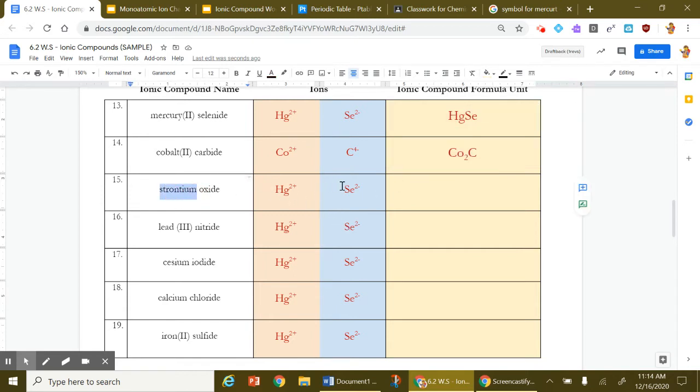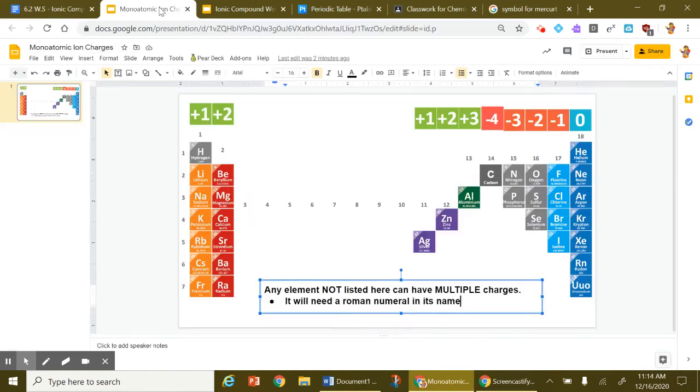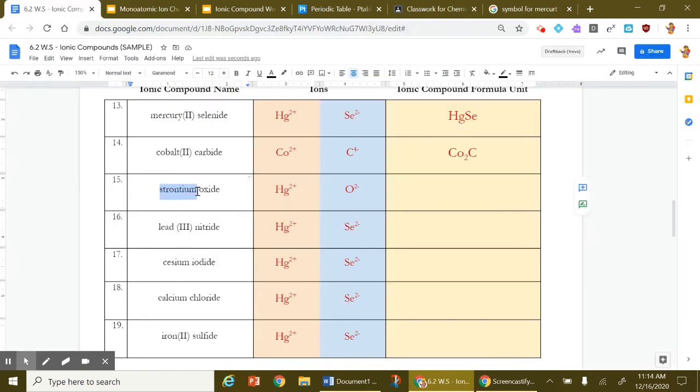Strontium oxide. Now, I know that oxide is O 2 minus because I remember that. And once you guys start remembering this stuff, you can just type it in. But I forget what strontium is. So I'm going to go to this monoatomic ion chart. Can I find strontium? Yes, I can. Strontium has a 2 plus charge. I knew I'd have to look for it because it didn't give me a Roman numeral. Oxide is a 2 minus charge. Well, this works out great. This is just SrO. The charges cancel out. One of each. Okay, that was easy.